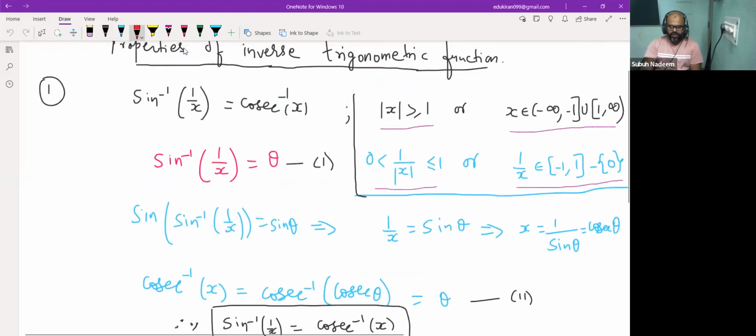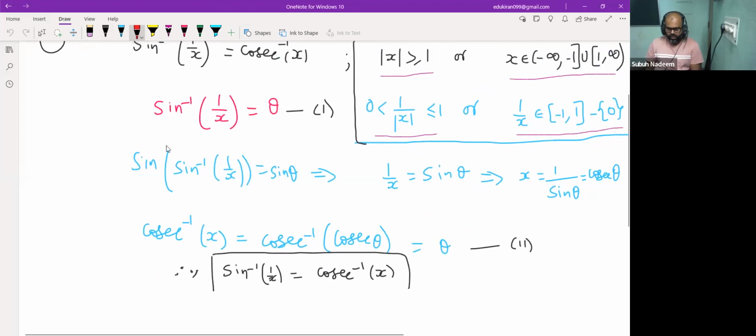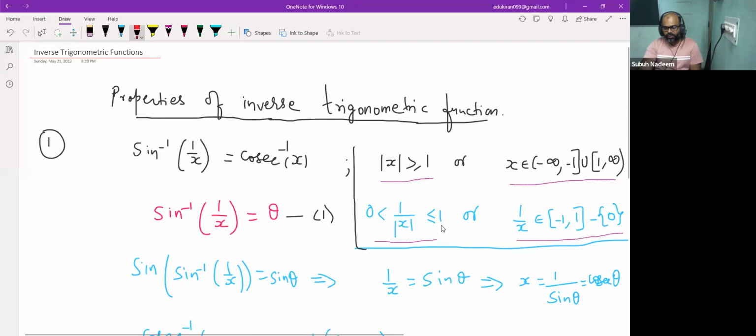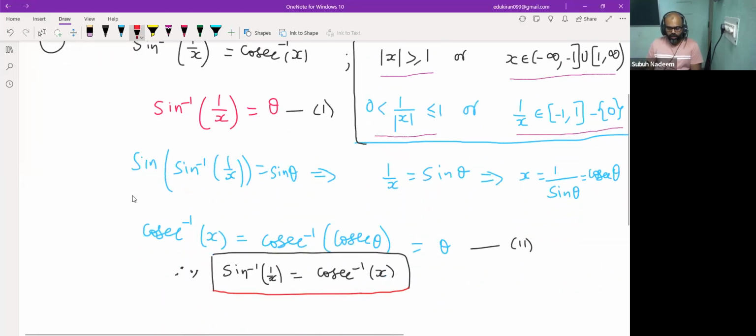Now, as we discussed yesterday, one important thing is here, which is not making any difference here, but in some case it may make a difference. So if you see over here, when you apply this property, sine of sine inverse 1 by x becomes 1 by x. That is, sine and sine inverse get cancelled. They are inverse functions of each other. Whereas when you apply cosec inverse x here and cosec inverse here also, cosec inverse and cosec also get cancelled.